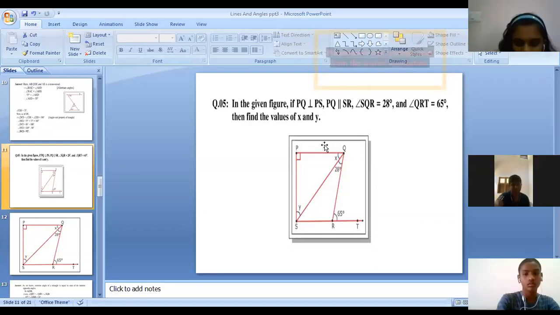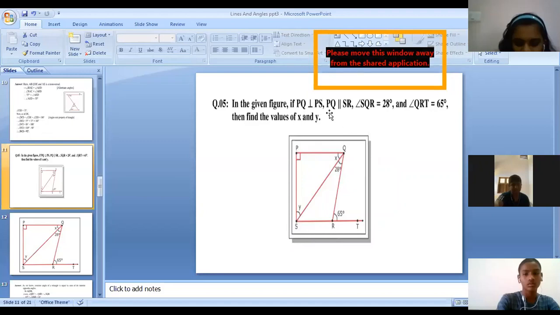Here, PQ is perpendicular to PS. It means that the angle is equal to 90 degrees. And something else is given. Angle Q is nothing but X and 28 degrees. Angle Y is at S and R. But here they are asking us to find the values of X and Y. So let us find the value of X first.